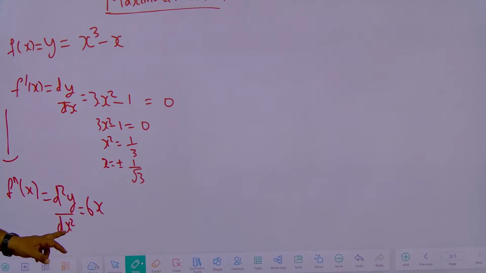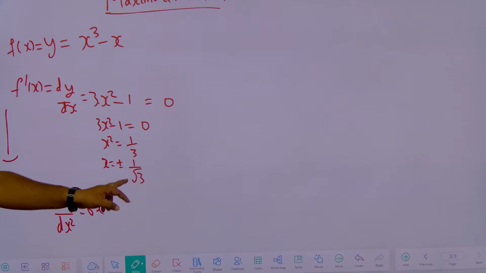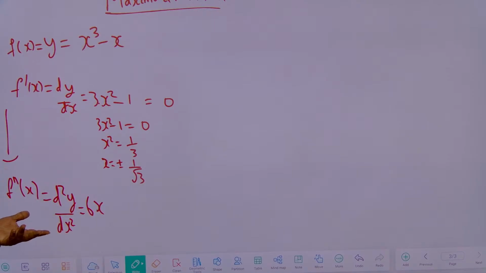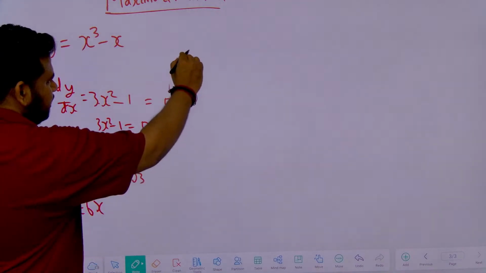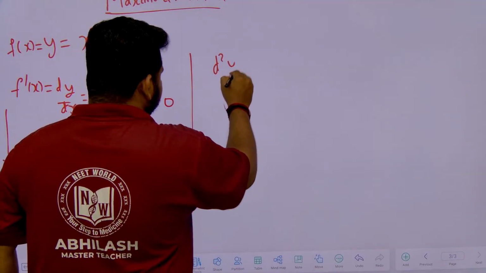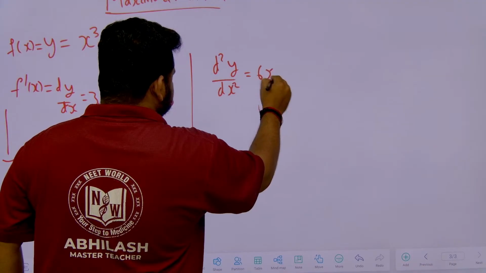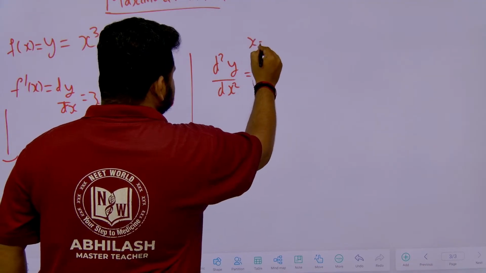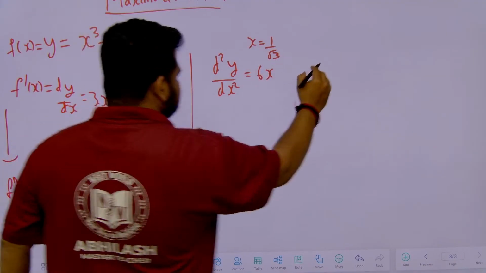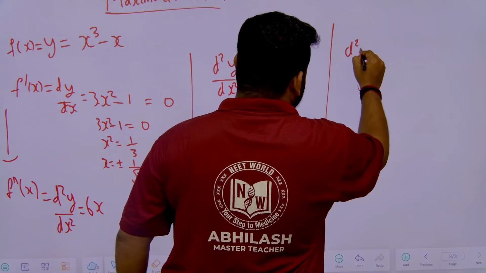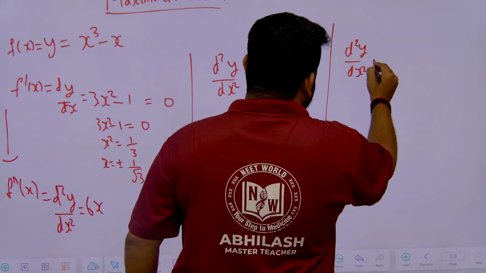D square y by dx square, if I put x is equal to 1 by root 3, what is the value I will get? Let us see. D square y by dx square, I got it as 6x. Let me take it as 1 by root 3. Next I will take d square y by dx square as 6x.